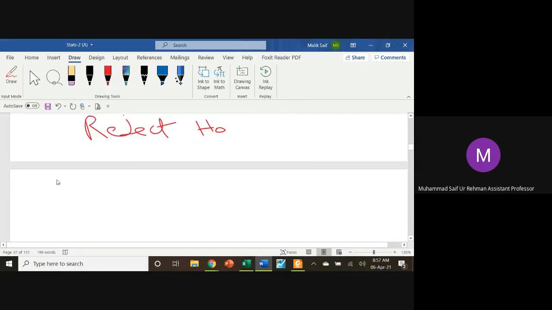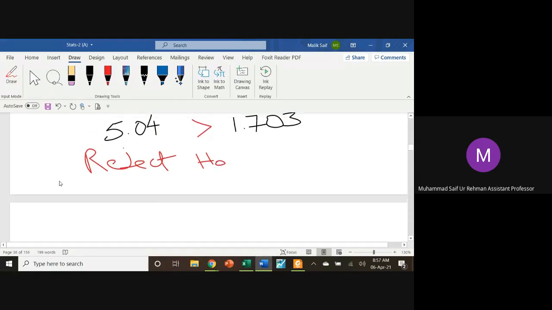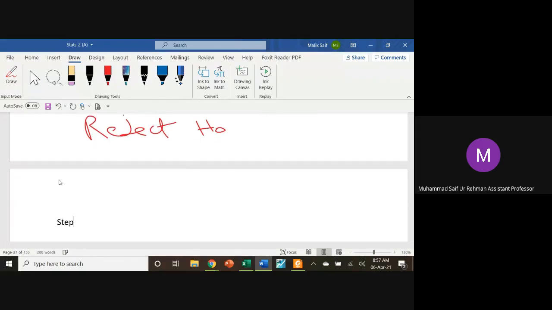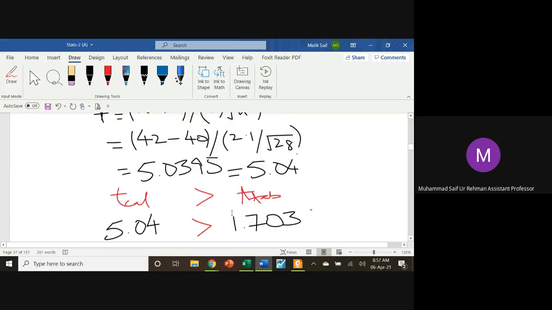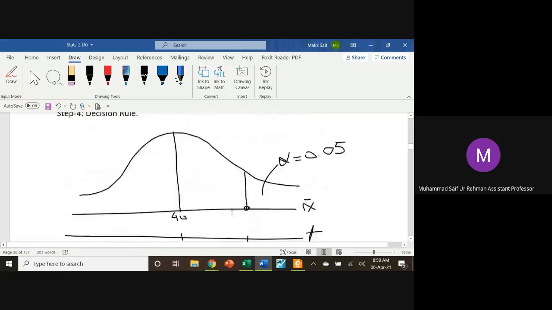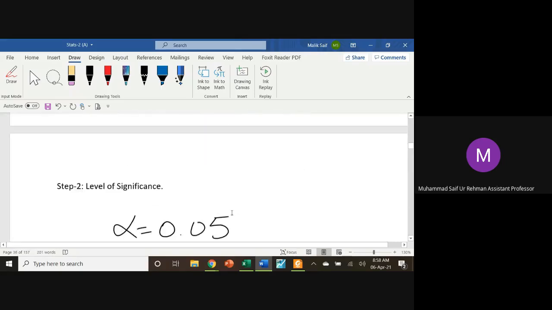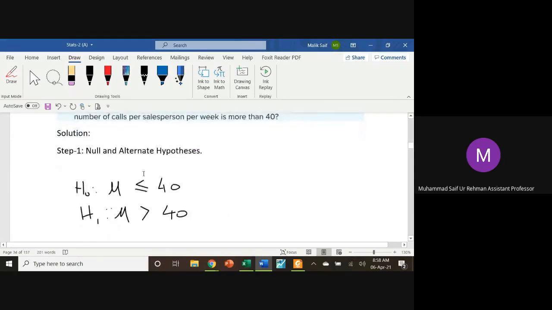Come over here, write down step 6, interpretation. So how will you interpret the result? You will again come to the question and you will see what is the story over there. Basically, you have rejected the null hypothesis. It means you have accepted the alternate hypothesis. The acceptance of the alternate hypothesis suggests what?